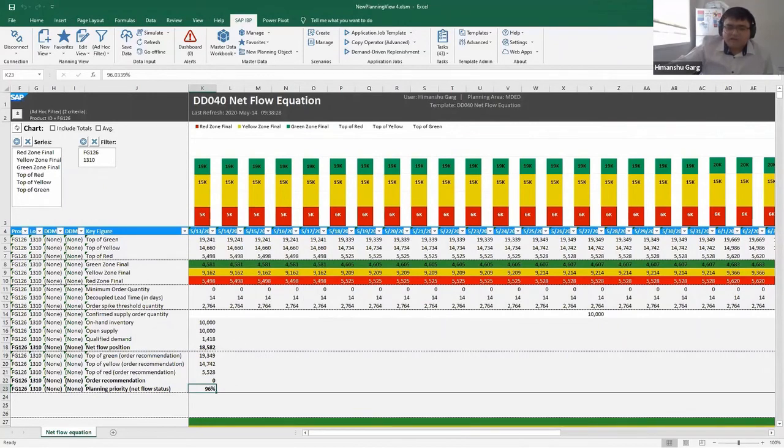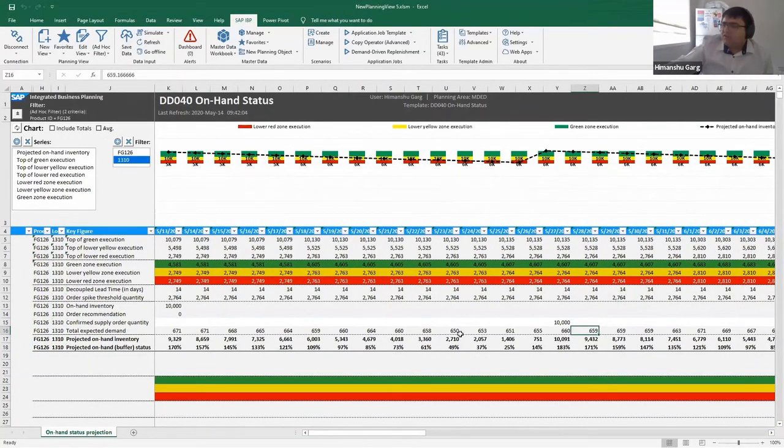Now let's go to the fifth view. There you go. So whatever changes we made in the previous view, you can see them here as well, right? And also what we can see in this view is the projected on-hand inventory, as well as the on-hand buffer status, right? This on-hand buffer status is with reference to the green zone execution. That sort of concludes the Excel part of it.